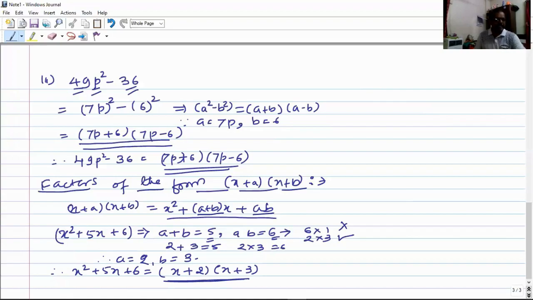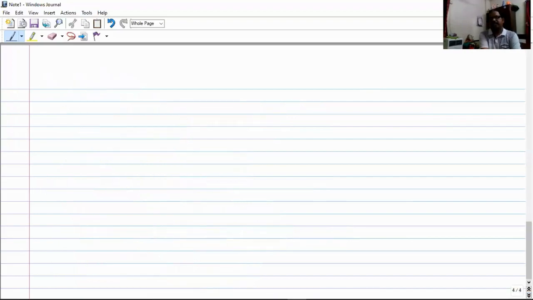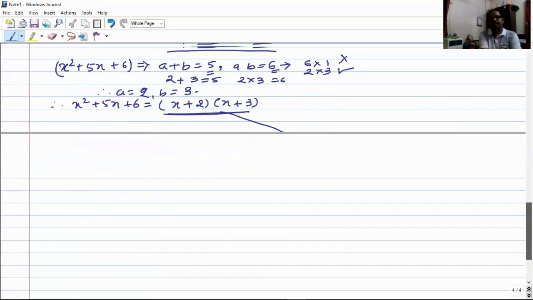Now, in the first example we have seen that all the terms were positive. In case any one of the terms is negative, what should I do? So let us consider such an example.